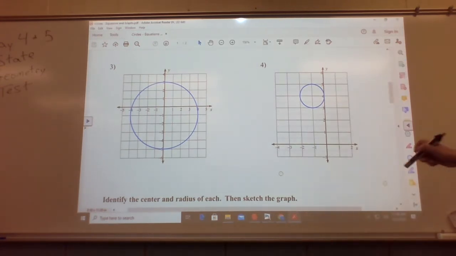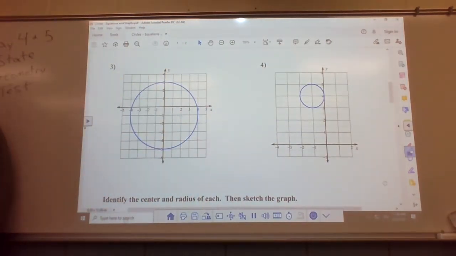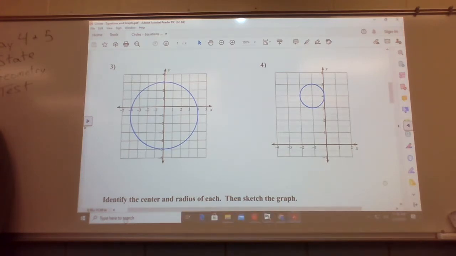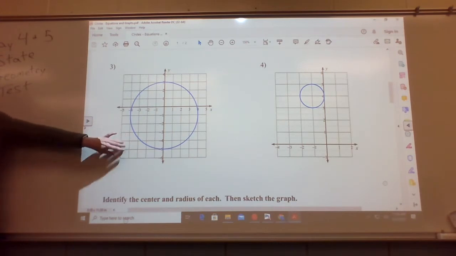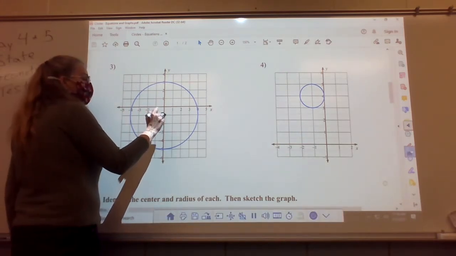So I've got my circle here. Where does it look like the center of the circle is? I'm looking at number 3. So where's the center of number 3? It looks like about -1. So here's my center. I'm going to go ahead and mark it.